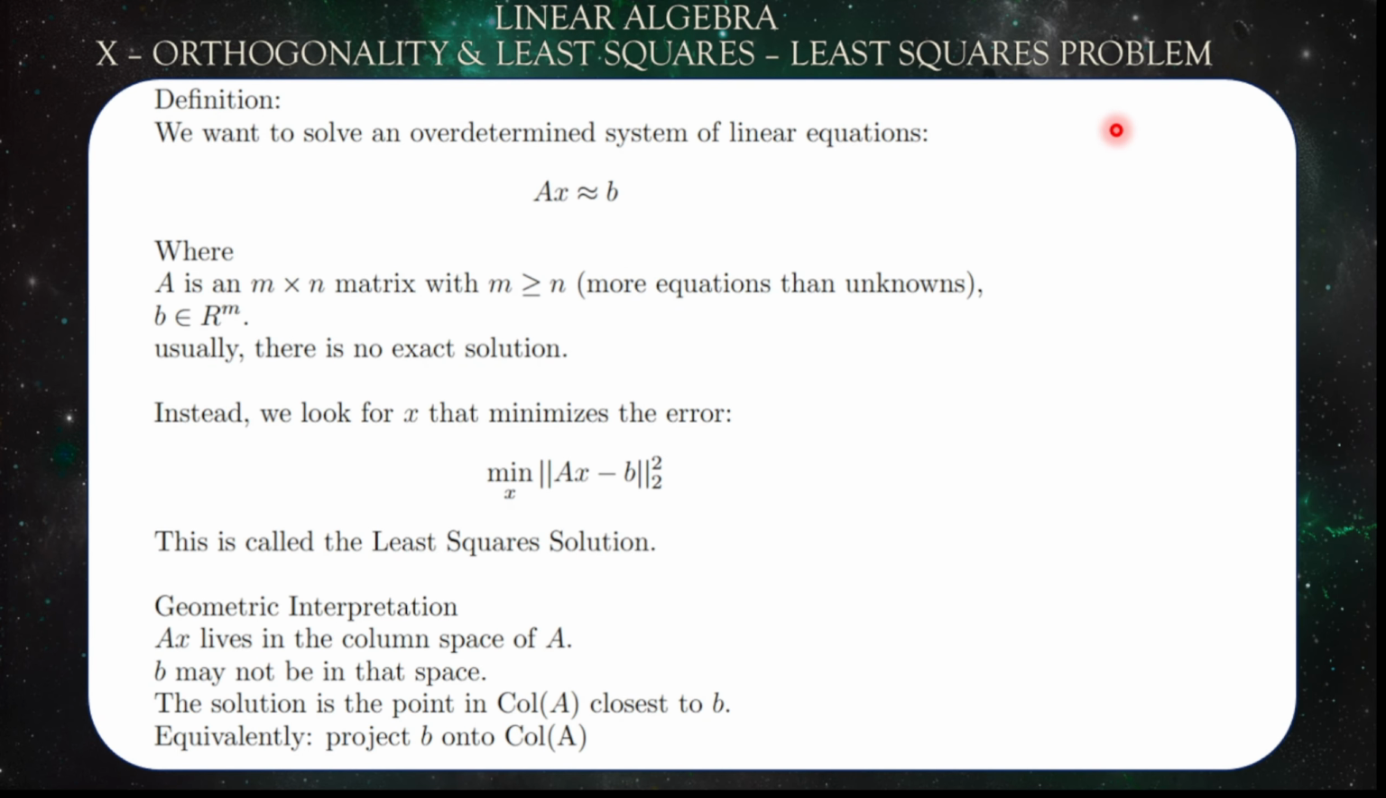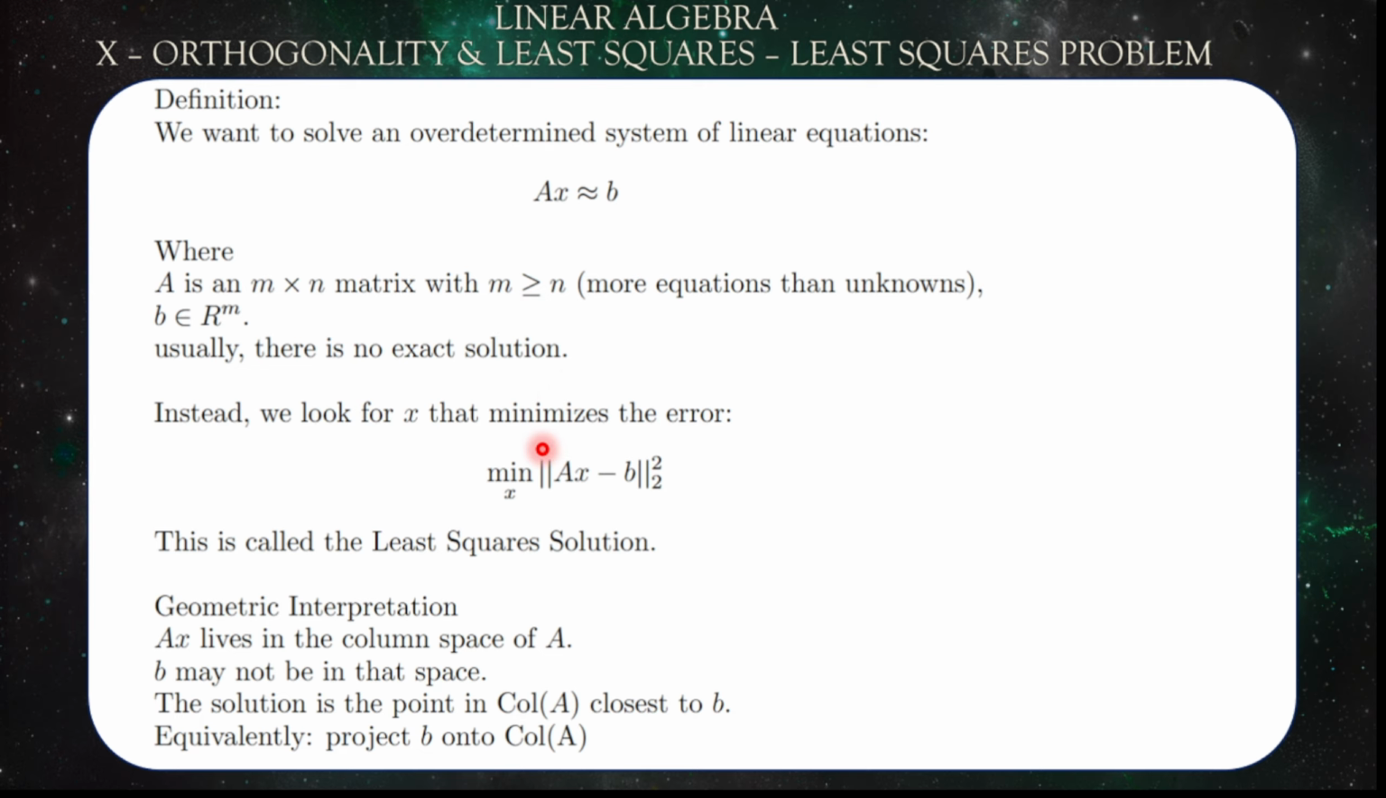Least squares problem. Okay, definition. We want to solve an overdetermined system of linear equations. Let's say Ax is approximately equal to b, where A is an m by n matrix with m greater than or equal to n. More equations than unknowns. This is the problem that we have here. And b belongs to R^m. So usually there's no exact solution.